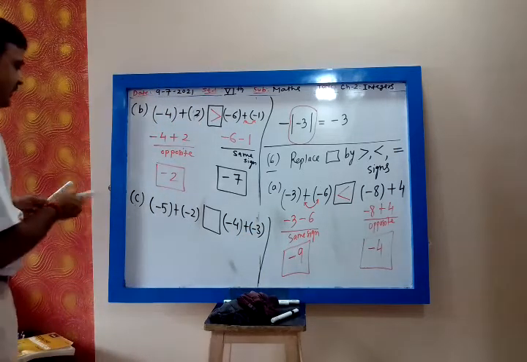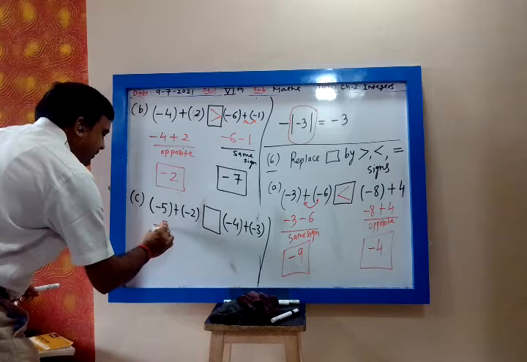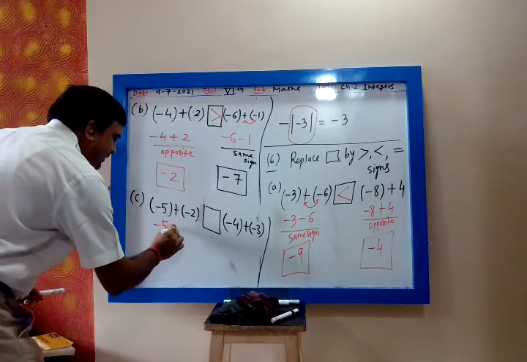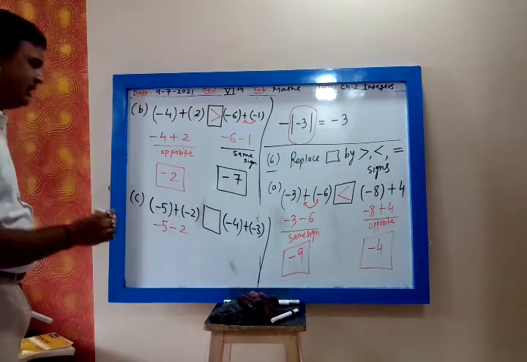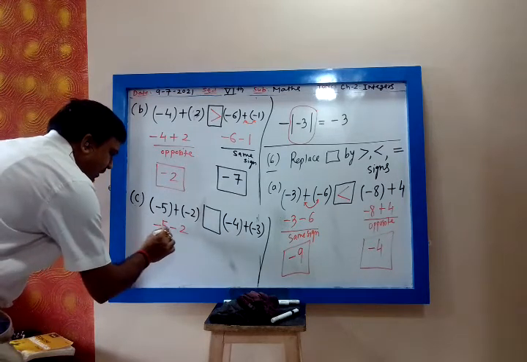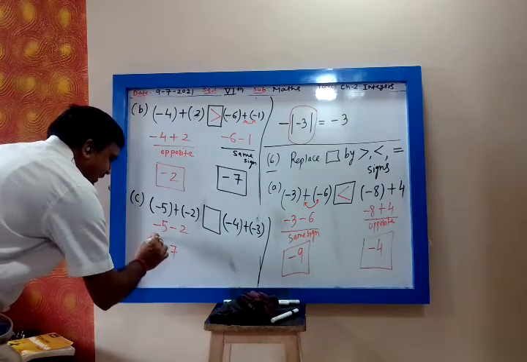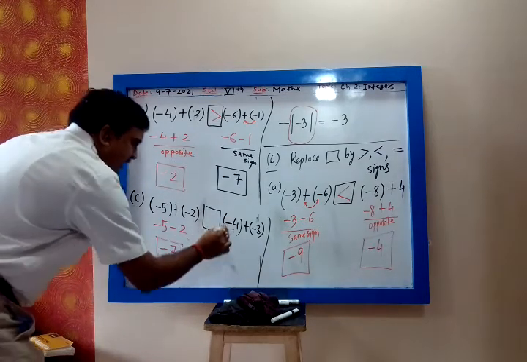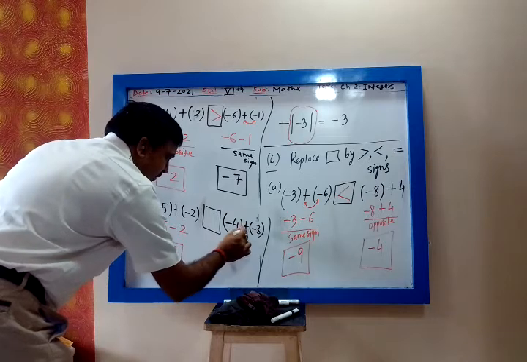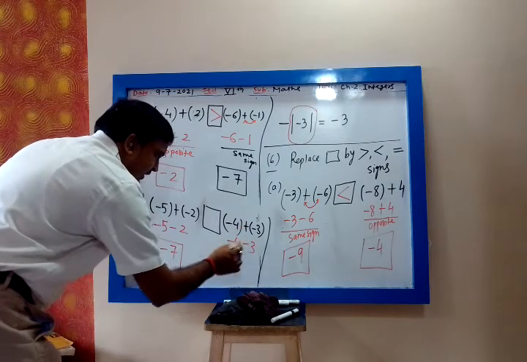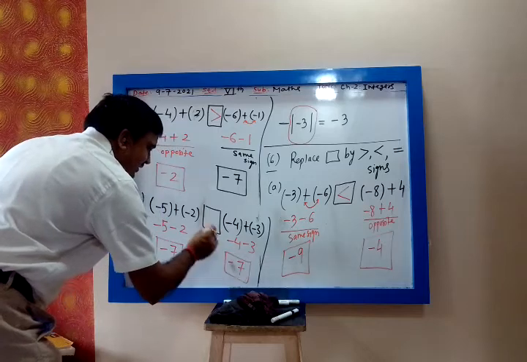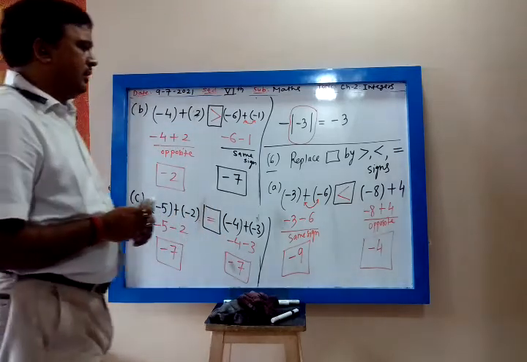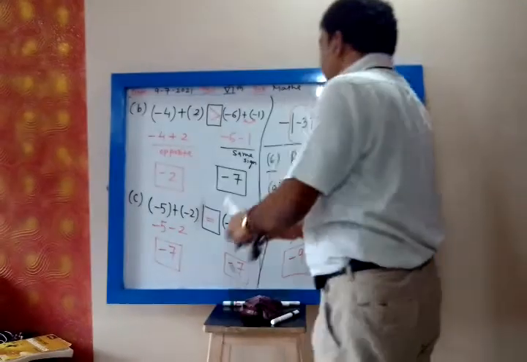Okay, let us see. Minus 5 plus into minus, minus 2. Same sign or opposite sign? Same sign. So 5 plus 2, 7. Minus 7 is the answer. Minus 4, then plus into minus, minus 3. Same sign. Add, minus 7. So minus 7, they are equal.